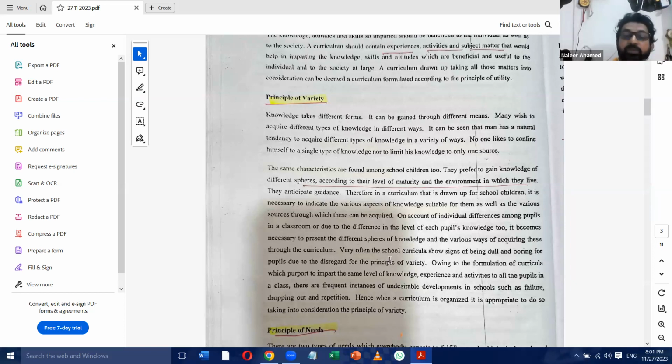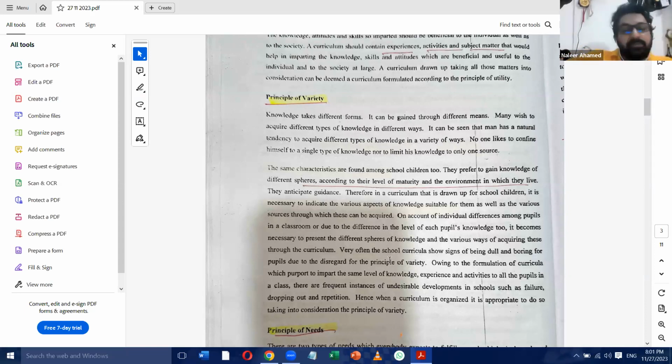Very often school curricula show signs of being dull and boring for pupils due to the disregard for the principle of variety. Owing to the formation of curricula which purport to impart the same level of knowledge, experience, and activities to all the students in the class, there are frequent instances of undesirable developments in schools, such as failure, dropping out, and repetition. Hence, when a curriculum is organized, it is appropriate to do so taking into consideration the principle of variety. This is seen mostly even in Sri Lanka also.